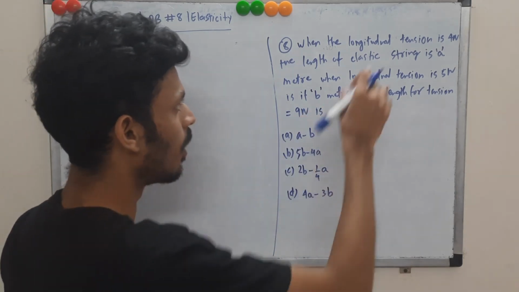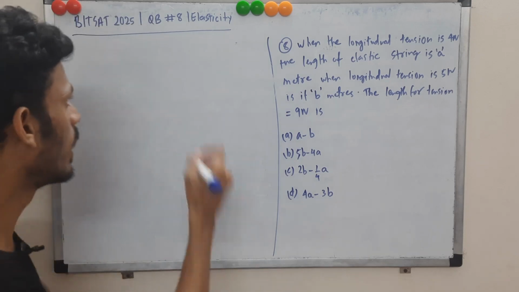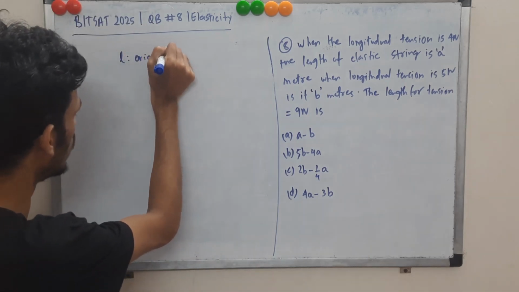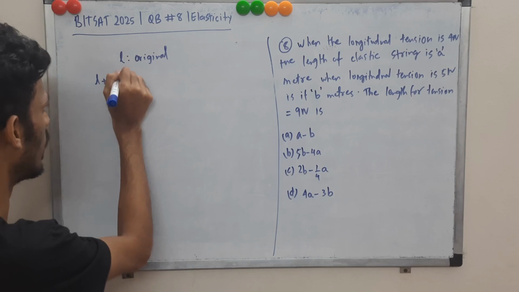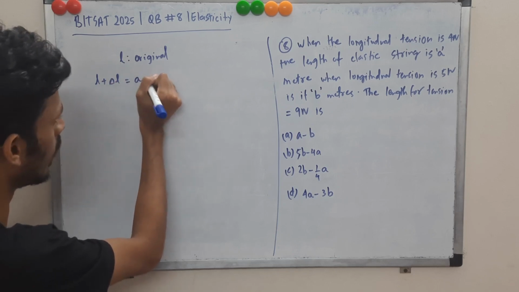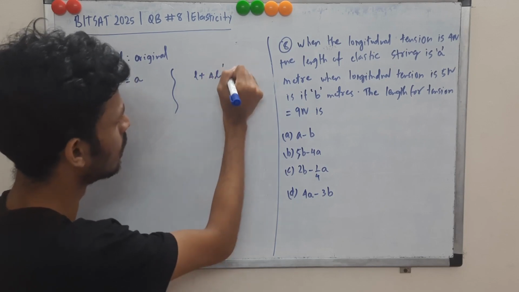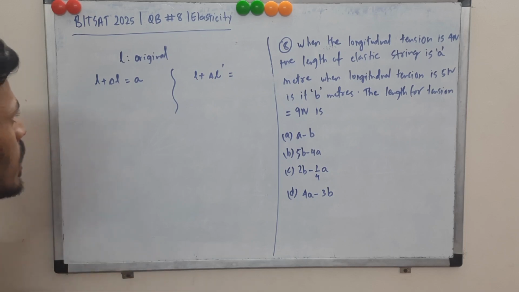Because when you apply the force, you have the original length. So let's call that L. L is the original length. In the first case, when you apply 4 newtons, you'll have L plus some delta L. So that will give you A. And here also L plus some delta L, let's denote it differently because the extension will be different.